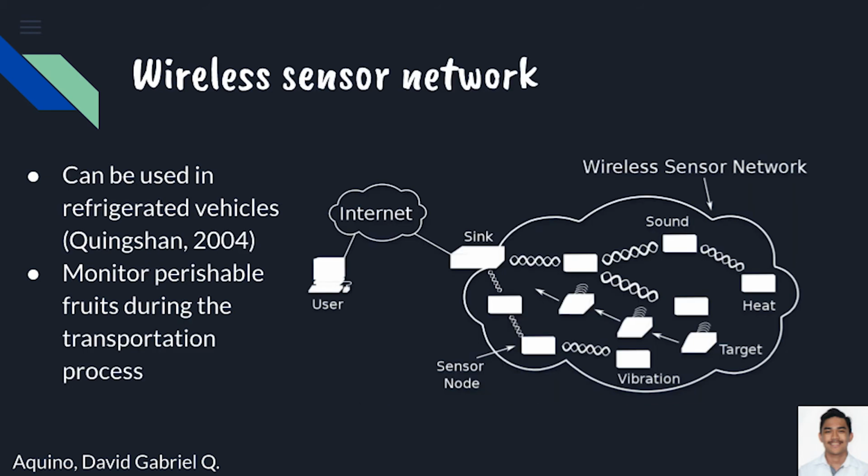Lastly, wireless networks. The use of wireless networks in refrigerated vehicles was proposed by King Shan in 2004, and the vehicle can host a variety of sensors to detect, identify, log, and communicate what happens during the journey and monitor the status of perishable products during the transport process. Wireless network uses QR codes to show the user all the information about the fruit, like its transportation date.